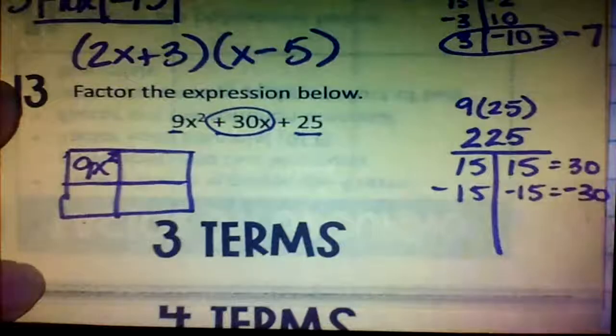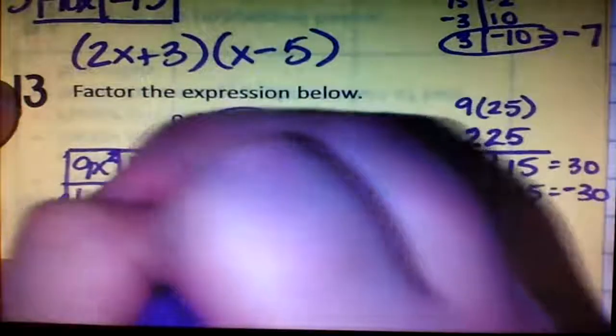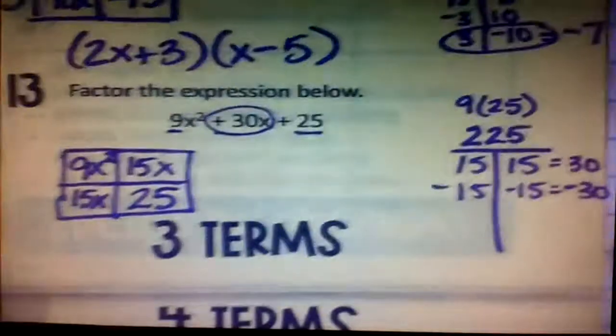Okay, so when I draw my box this time, 9x squared in the top left, 25 in the bottom left, 15x here, and 15x here.